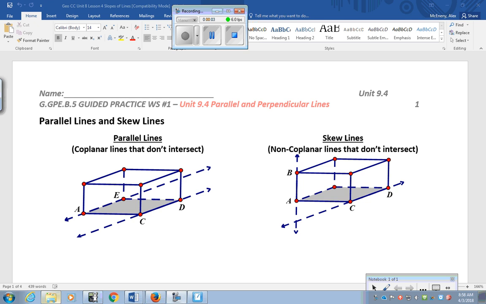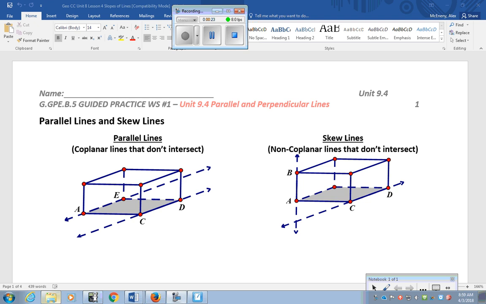Hey everyone, we're going to be looking at Unit 9.4, and the goal of this lesson is to talk about how to find parallel and perpendicular lines, mostly with linear equations. But the first example will just be based on a three-dimensional shape in space.